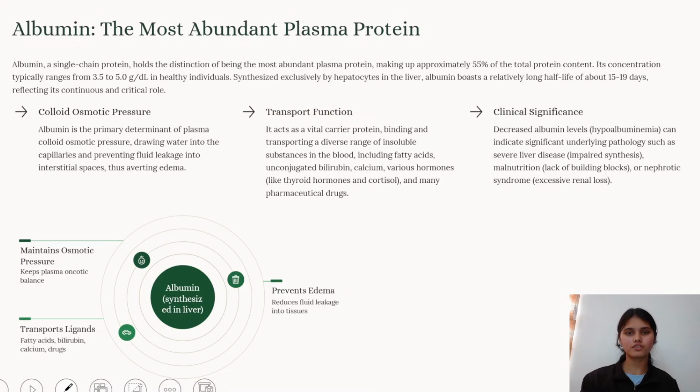It has another function called the transport function, where it helps in the transport of various hormones, enzymes, pharmaceutical drugs, thyroid hormones, fatty acids, etc. So it basically is a transporter. The clinical significance, which we just talked about, is that hypoalbuminemia leads to edema, especially when an organ such as the liver is destroyed. So it maintains colloidal osmotic pressure, transports ligands, and prevents edema.